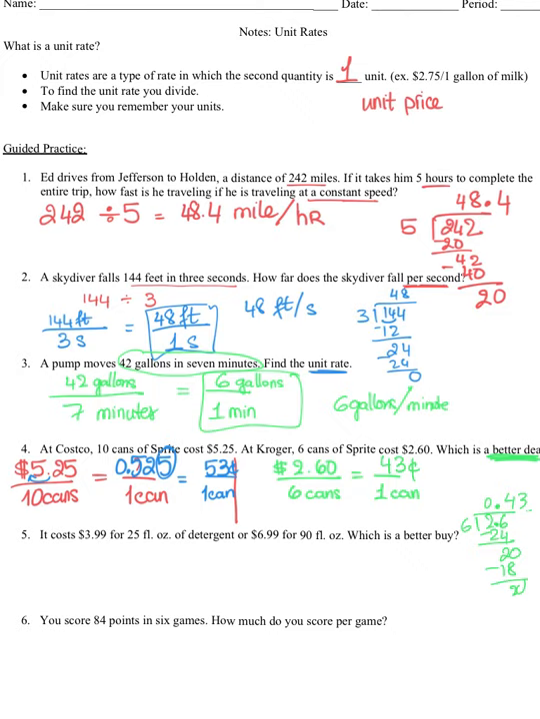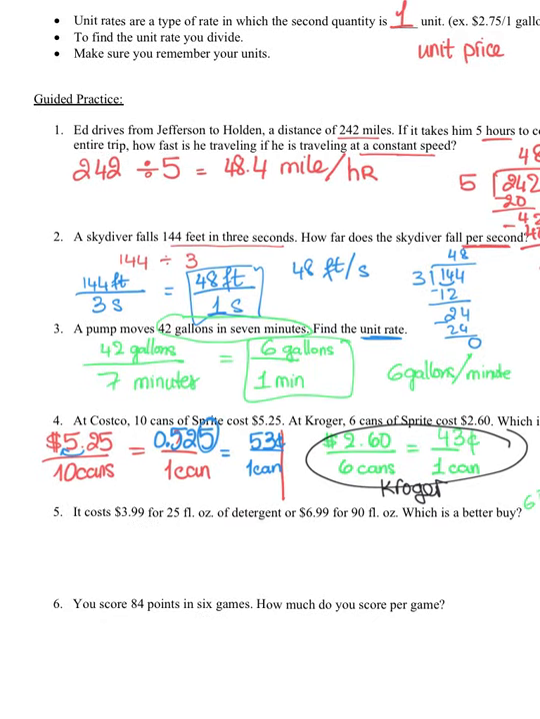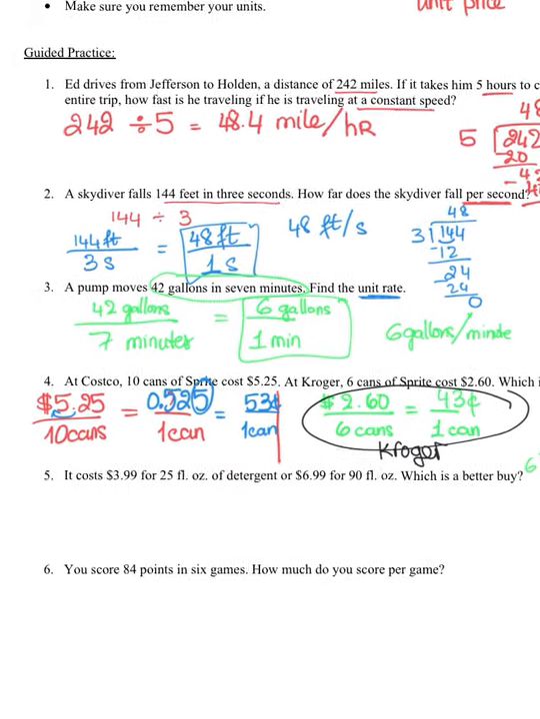So Costco, 53 cents. Kroger, 43 cents per can. So the better deal will belong to Kroger. Kroger has the better deal. Okay, so you're gonna do exactly the same thing for number 5.